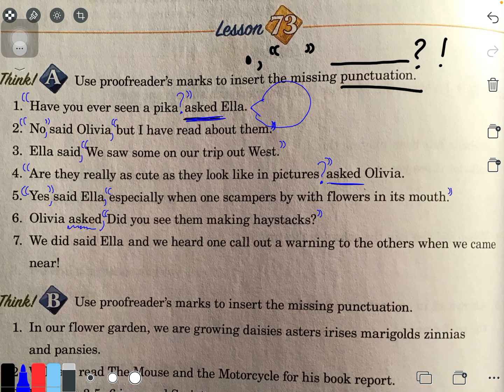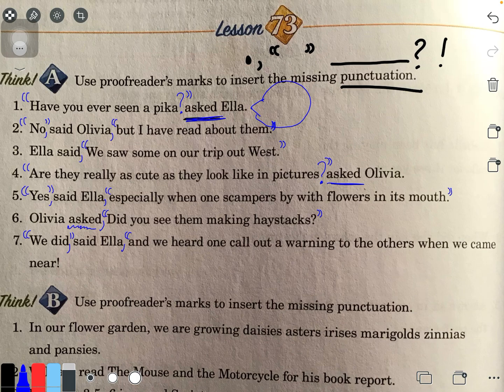So that means I've got to put quotation marks there. "We did." And if you want to be excited, because they saw it, you can put an exclamation point, but I'm just going to leave it like a comma. "We did," comma, said Ella, comma, exclamation, quotation. She's still talking in her speech bubble.